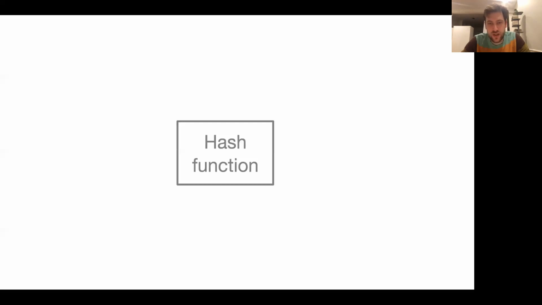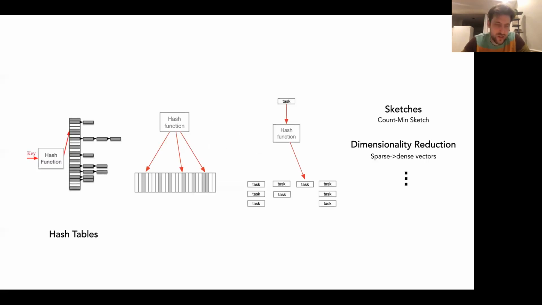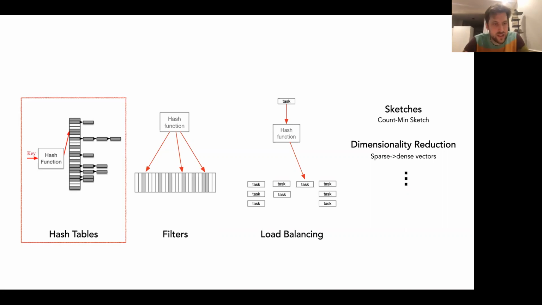So entropy-learned hashing is a project about hash functions, with hash functions appearing in many common data structures and algorithms, including hash tables, filter data structures such as Bloom filters, load balancing, sketches, dimensionality reduction, and in many other places. And in this talk in particular, we're going to focus on hash tables, although you can see in the paper results using similar techniques for filters and for load balancing.